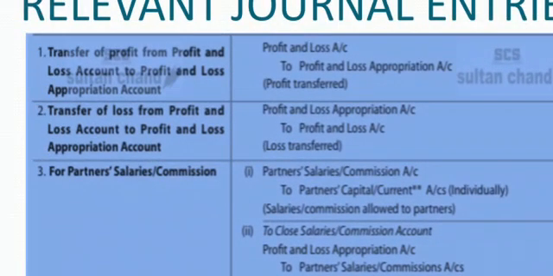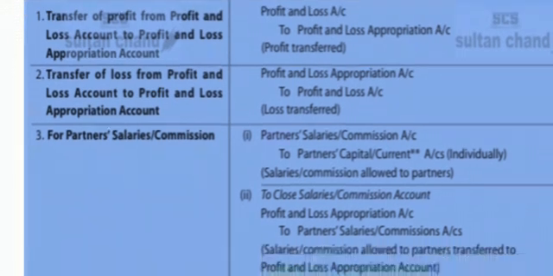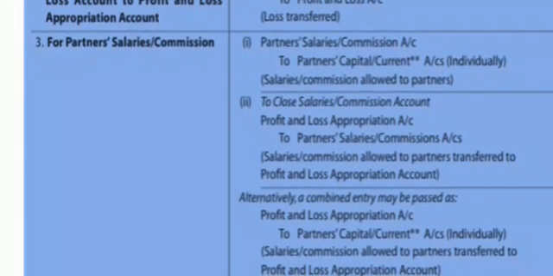First entry is for transfer of profit from profit and loss account to profit and loss appropriation account. The journal entry is profit and loss account debit to profit and loss appropriation account. And the reverse will be the entry if there is net loss in the profit and loss account: profit and loss appropriation account debit to profit and loss account. These entries are quite simple, as we used to do in case of trading account for transferring gross profit or gross loss.